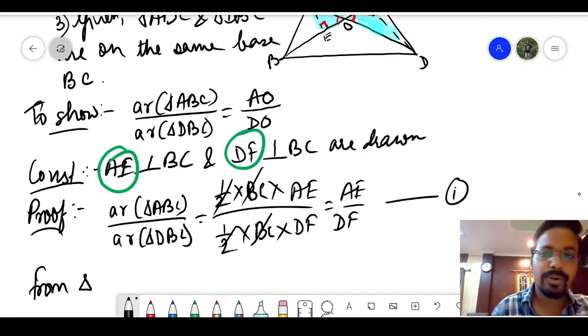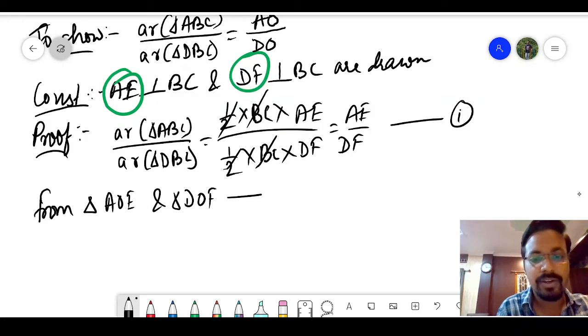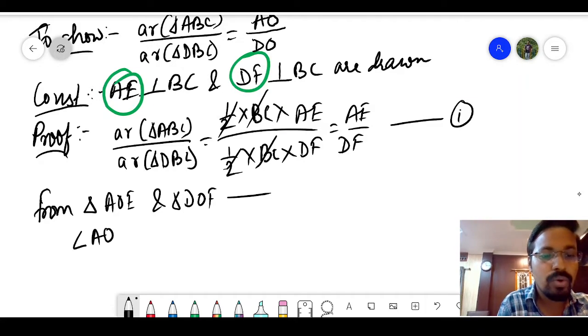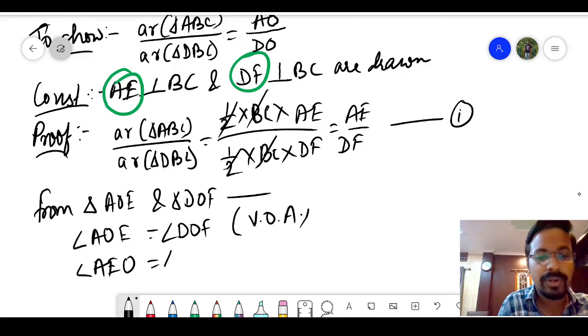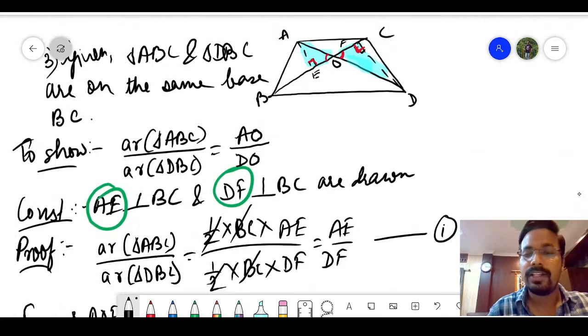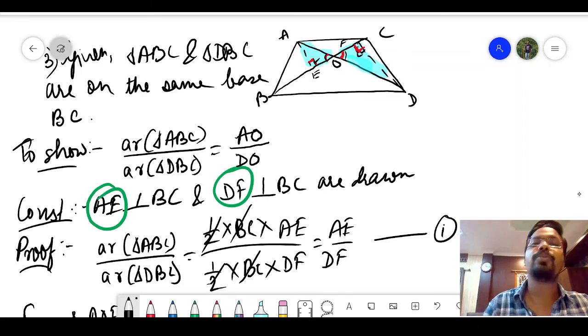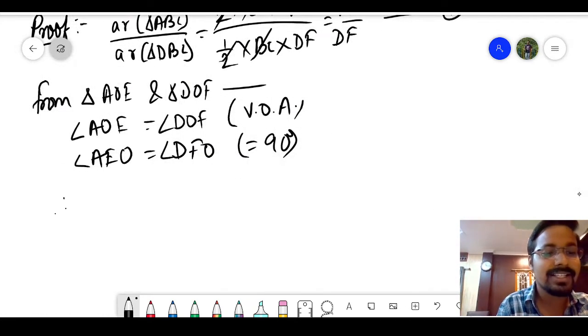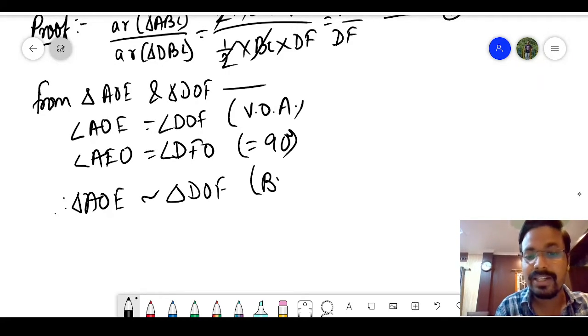So we are going to take these two triangles, triangle AOE and triangle DOF. What do we have? We have angle AOE equal to angle DOF because they are both vertically opposite angles, and we are going to have angle AEO equal to angle DFO, which are both equal to 90 degrees, right? That's what we have here. We have these two as 90 degrees and these two as vertically opposite. So by angle postulate we can say that the two triangles are similar. Therefore triangle AOE will be similar to triangle DOF by which postulate? Obviously by angle postulate. Done.